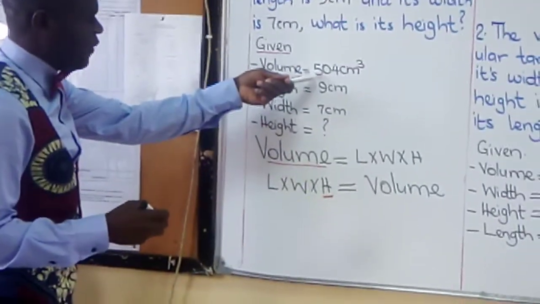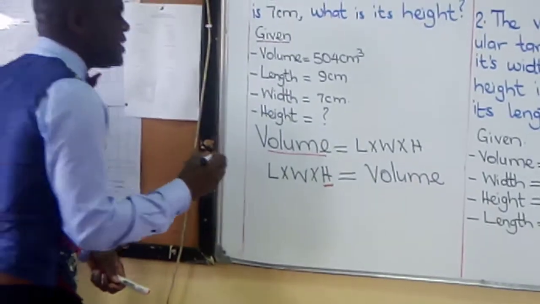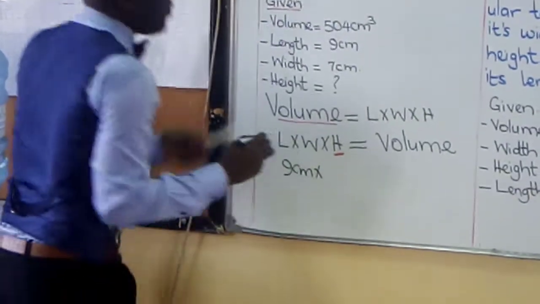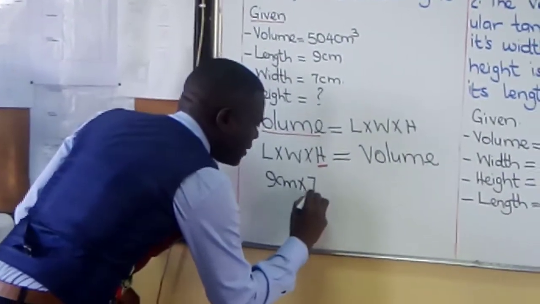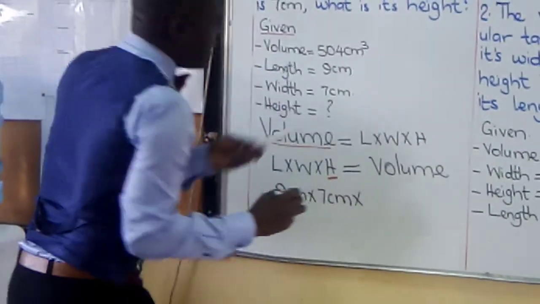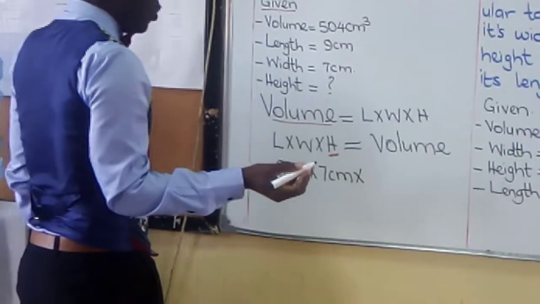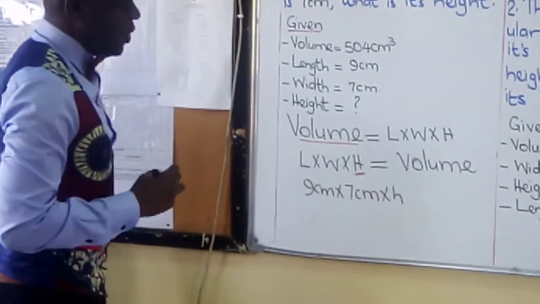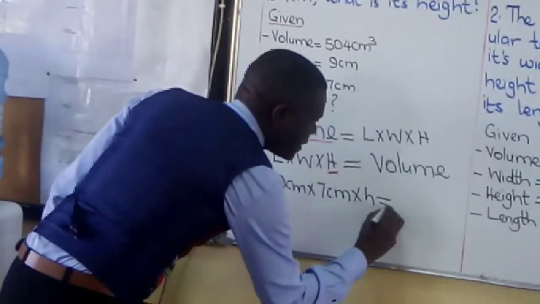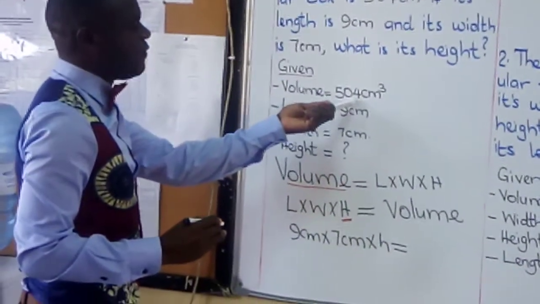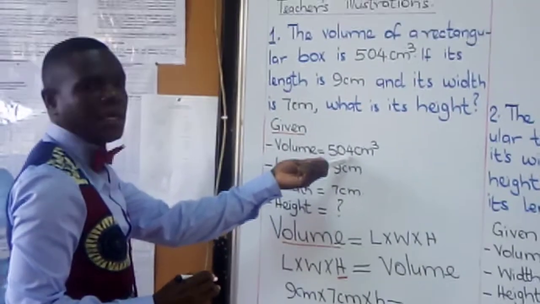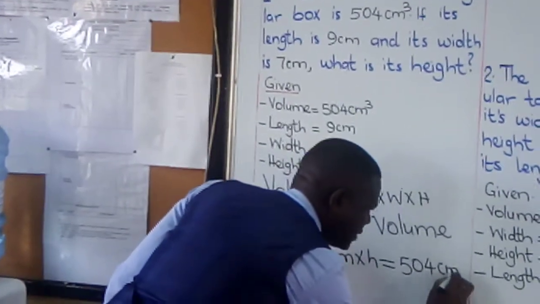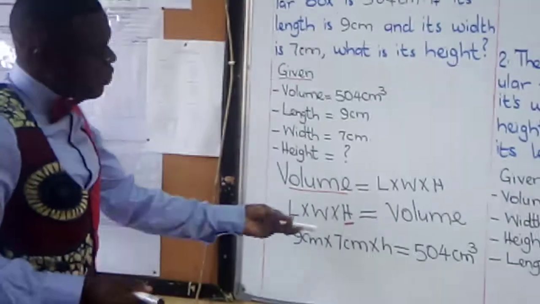What is the volume? What is the length? The length is 9 centimeters. And what is the width? The width is 7 centimeters. And what is the height? We are not given it, so we write H to represent the height. And what is the volume? The volume is 504 cubic centimeters. Can we be able to understand that?